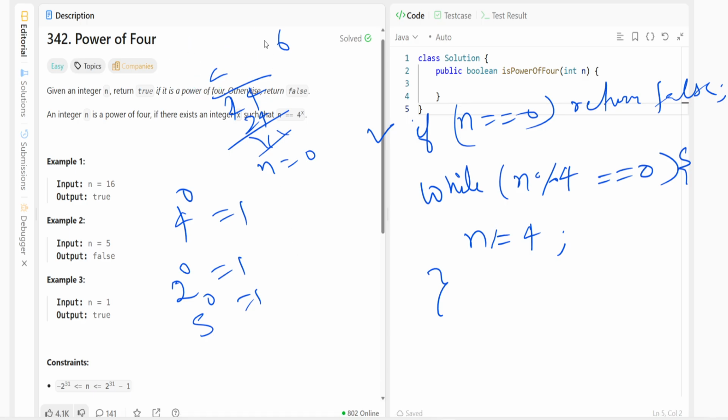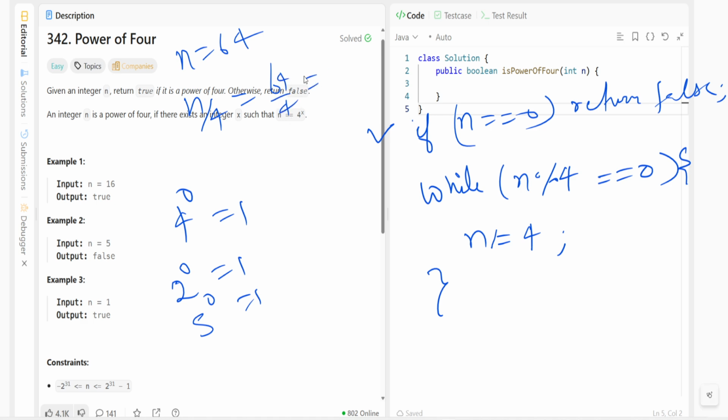So it can be divisible very first when n equals 64. Give me one second. Let's suppose n equals 64, it is divisible, we get 0. Then we'll do what? N by 4. N by 4 means 64 by 4. We know that we will get 16, right? Means this is your n.